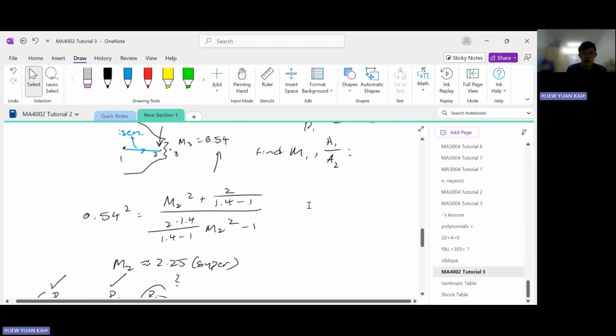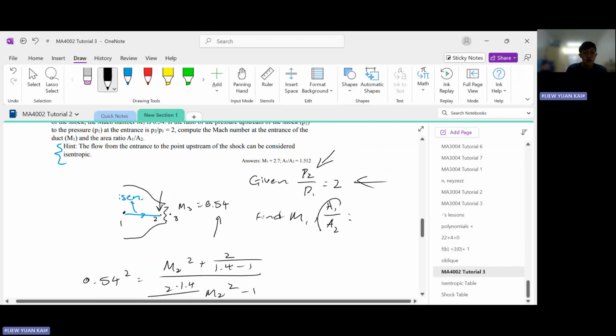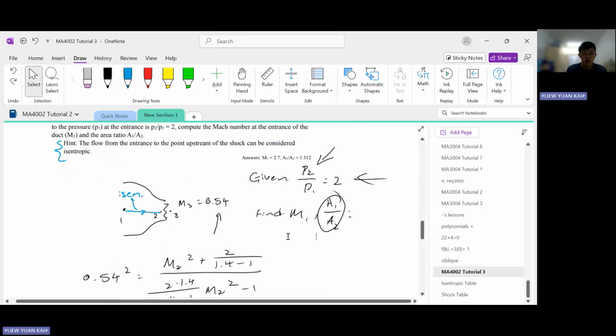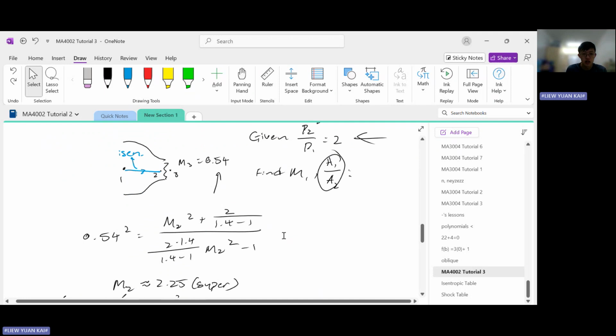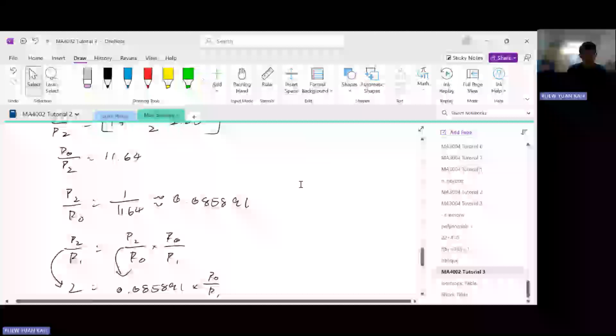Now let's find the next thing that they want, which is the area ratio. How do we find the area ratio? Keep in mind that, again, 1 to 2 is an isentropic flow. And what's another special thing about isentropic flow? Not only do they share the same stagnation conditions, they also share the same critical conditions. In other words, they also share the same critical area. So points 1 and 2 share the same A star. We're going to make use of this fact to calculate A1 over A2.